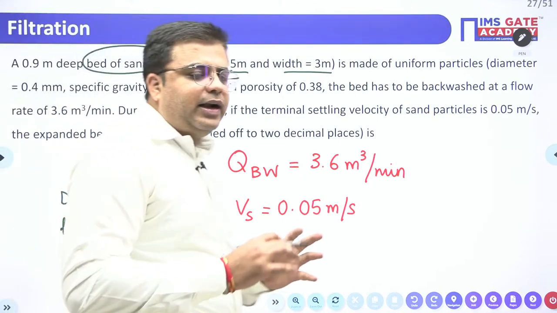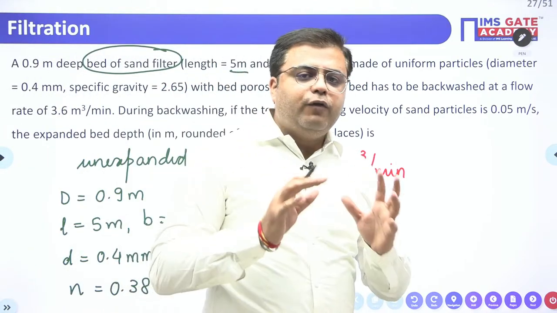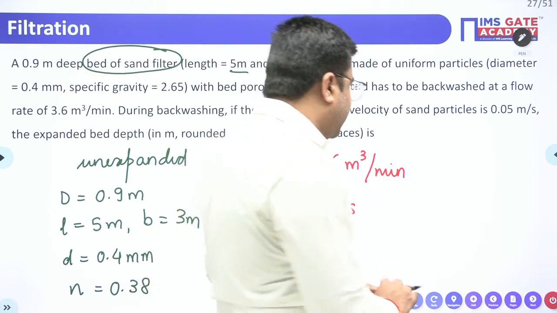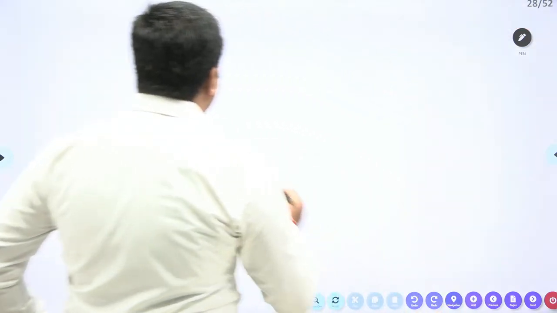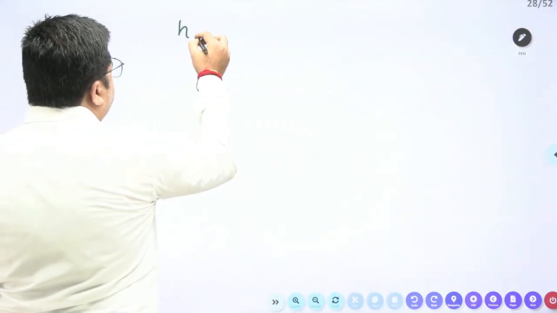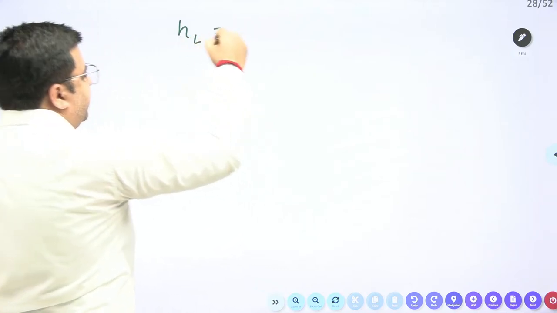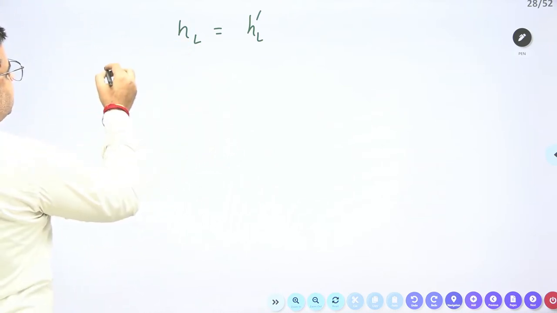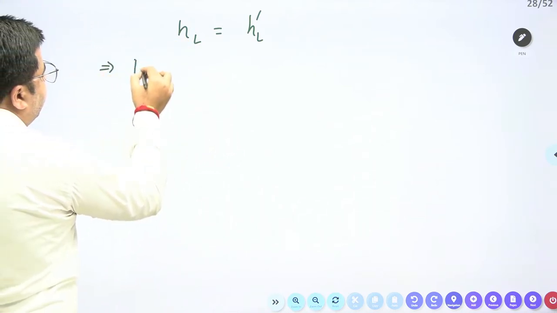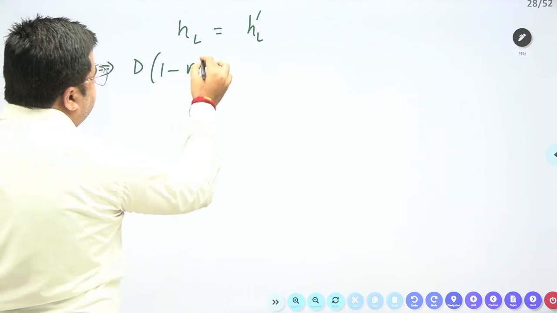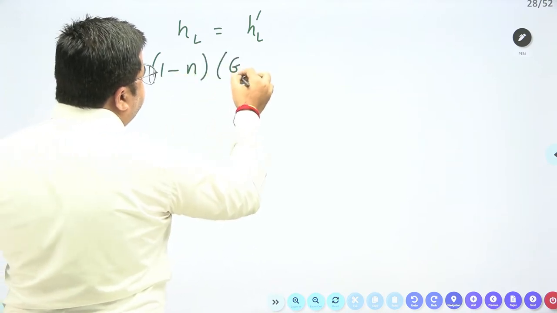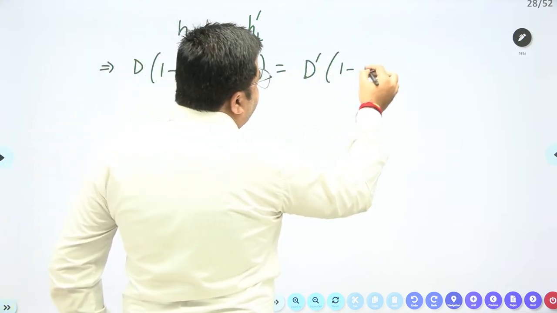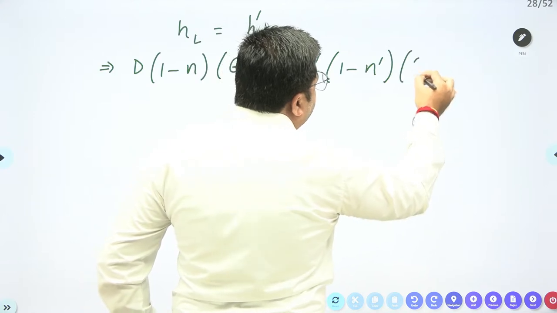In order to calculate the depth of the expanded bed, if we have the porosity of the expanded bed, then we can simply use the relation that we have seen just now, in which we have equated the head loss, that is, head loss of the unexpanded bed is equal to head loss of the expanded bed. Using these two relations, we have the depth of the unexpanded bed multiplied by (1 minus porosity of the unexpanded bed) into (G minus 1) is equal to depth of the expanded bed into (1 minus porosity of expanded bed) into (G minus 1), right?